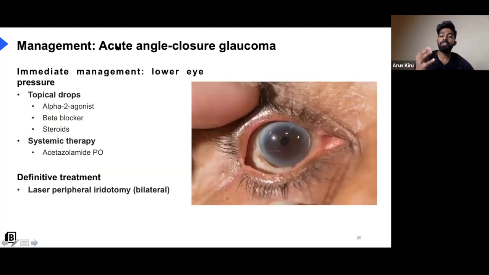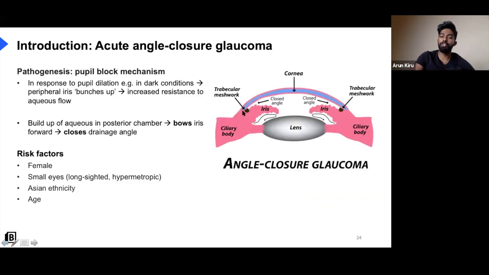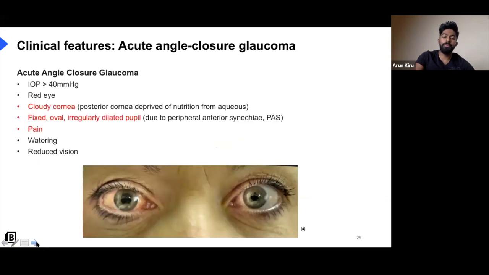How do you treat it? The first thing you need to do is try and bring down the pressure, okay? And you can use drops for this, and they work in different ways. But the most definitive treatment for this is you need to make another drainage pathway. So if this is shut, what we do is we make a hole in the iris. So we literally cut the iris here, so the drainage can seep through here as well. And that's called an iridotomy.